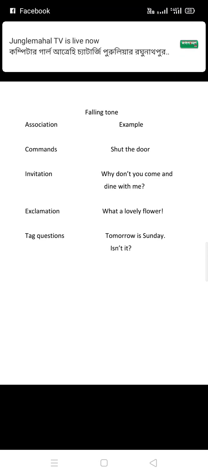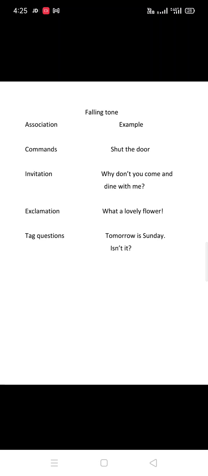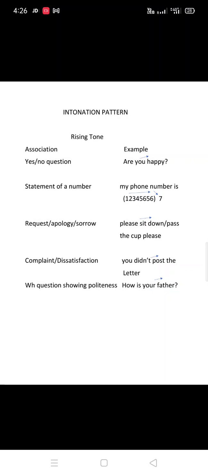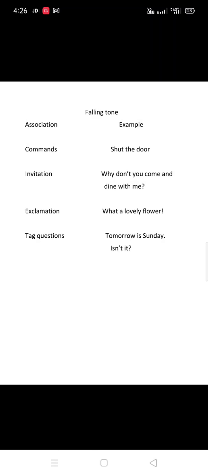And regarding tag questions, you should always use falling tone. Like tomorrow is Sunday, isn't it? Here, isn't it is a tag question, and tag questions are used to confirm something. So, for confirmation, I am asking, isn't it? And you should always use falling tone regarding tag questions. So, tomorrow is Sunday, isn't it? Okay.